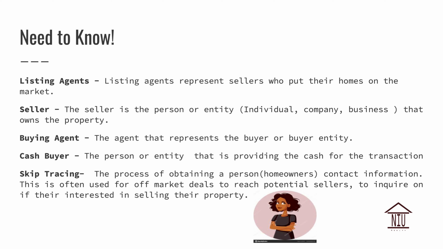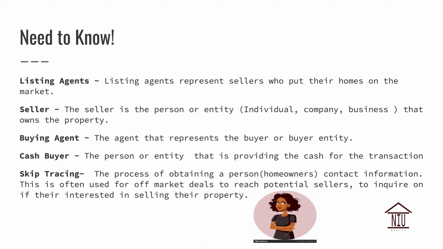Need to know: listing agents. Listing agents represent sellers who put their homes on the market. The seller is the person or entity that owns the property, while a buying agent is the agent that represents the buyer or the buyer entity. A cash buyer is the person or entity that is providing the cash for the transaction.